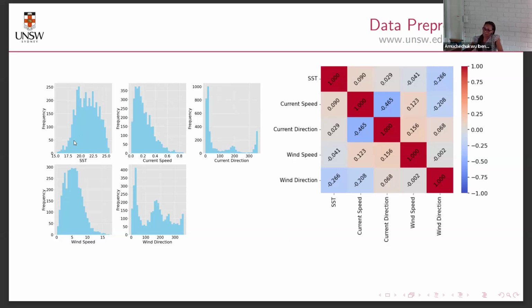We could look into SST. It's looking a little bit like a Gaussian distribution. And you could see that the current speed distribution is skewed to the right. Current direction is looking a bit like bimodal because it is circular data. So the data has a lot of issues because of the circular nature of the data. It's not linear, it's a non-linear data set. And you could see wind speed is also skewed to the right, while wind direction and current direction are circular data sets.